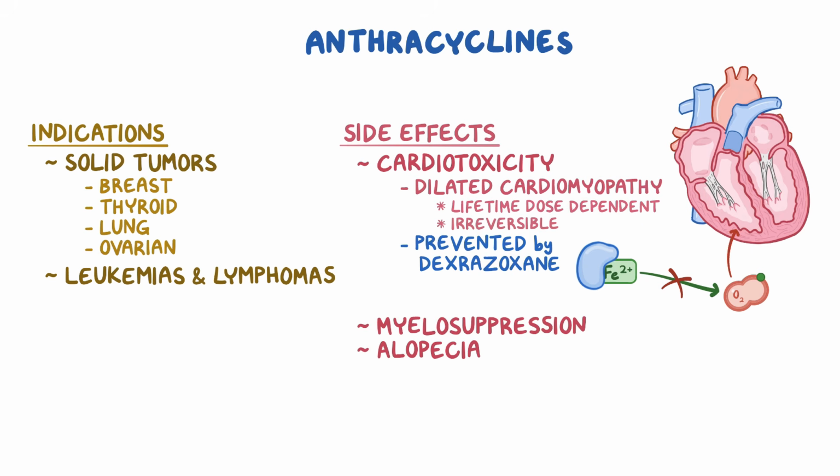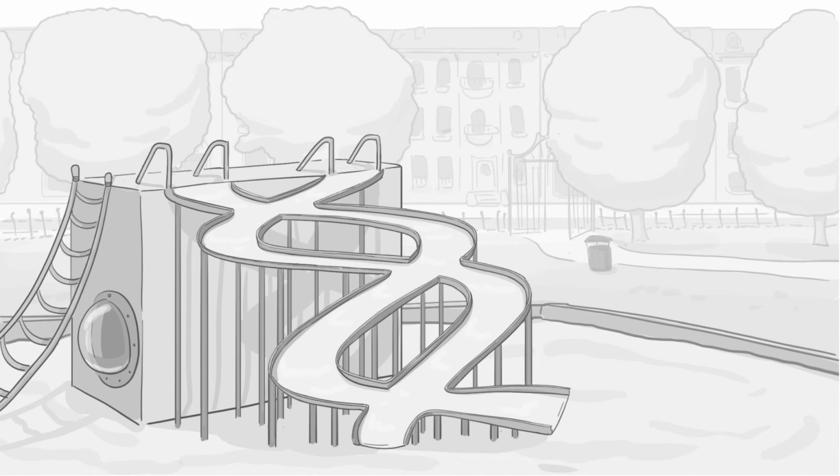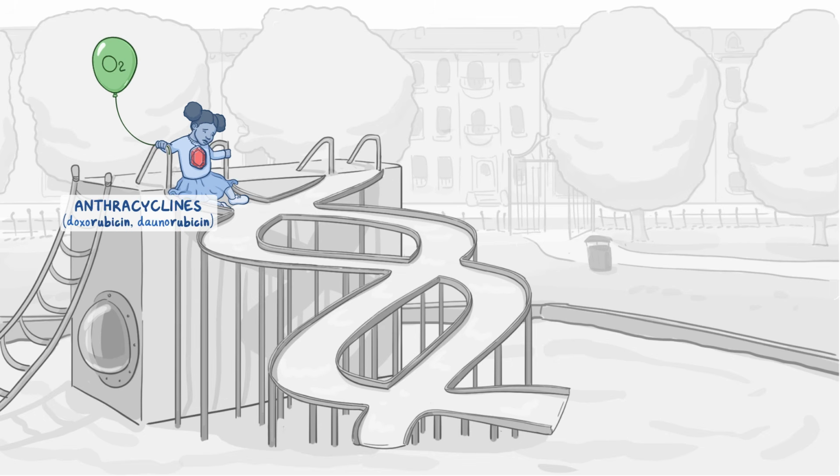Now, let's make a simple and fun mnemonic that'll help you efficiently memorize these pharmacology facts about anti-tumor antibiotics. Alright, let's imagine that we're in a playground with a crisscrossing slide that looks like a DNA helix. Standing on the top of the slide, we have the anthracyclines like doxorubicin and daunorubicin. They'll be represented by a little girl wearing a giant ruby necklace since they all end in rubicin. Now, she's holding a balloon with O2 written on it because anthracyclines generate free oxygen radicals.